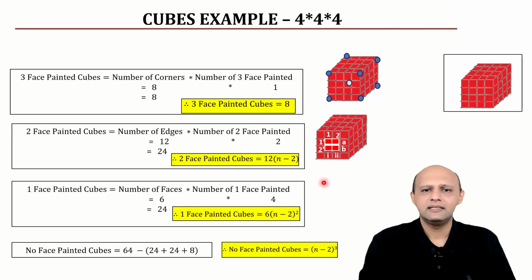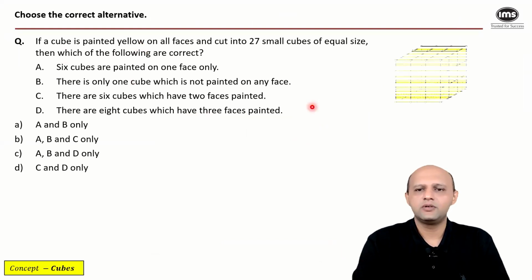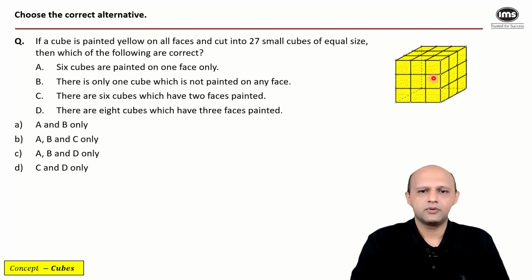Now let us have a look at the example. You have a cube which is painted yellow on all faces, and it is cut into 27 small cubes of equal size. Meaning it's a 3 by 3 by 3 kind of setup. Which of the following would be correct?